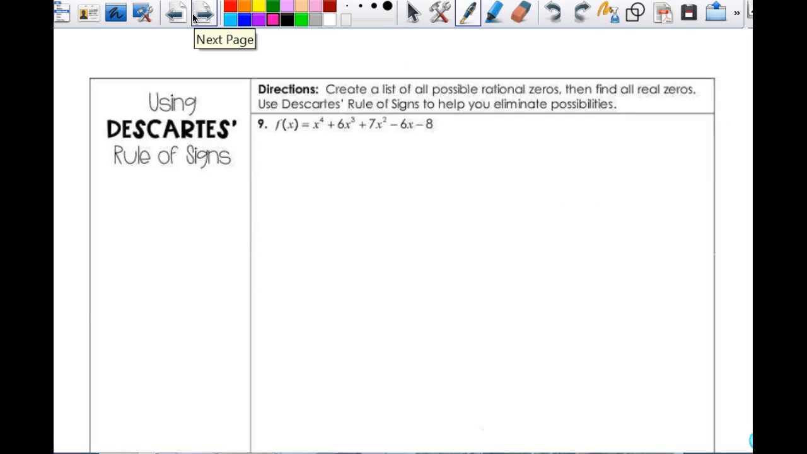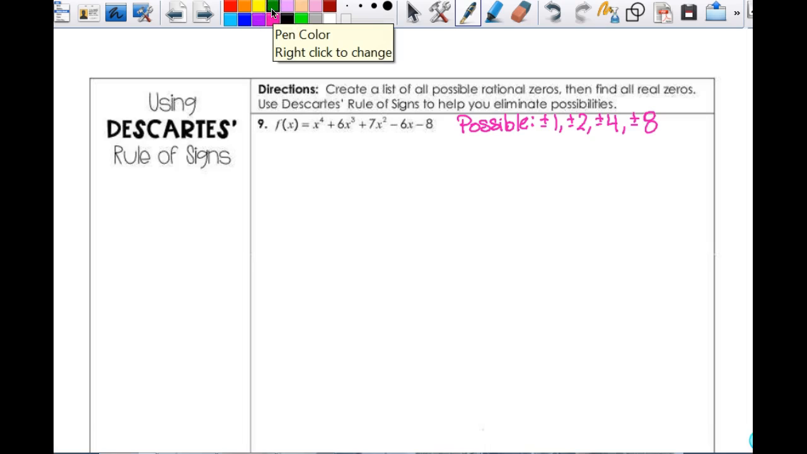All right, so we're going to create a list of all the possible rational zeros, find all the real zeros, and use Descartes' rule of signs to help us eliminate the possibilities. So we have to start off just like we're going to use the rational zero theorem, which means I have to find my total possibilities. So my possible zeros would just be the factors of 8, so plus or minus 1, plus or minus 2, plus or minus 4, plus or minus 8. Everybody agree with that?